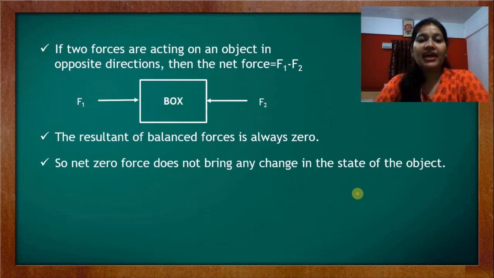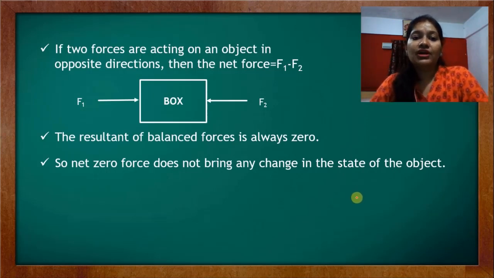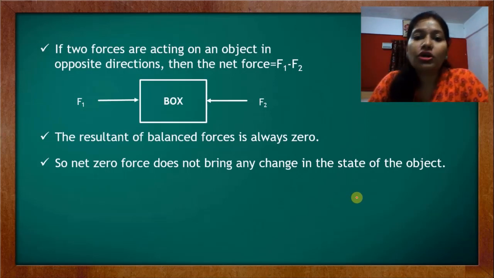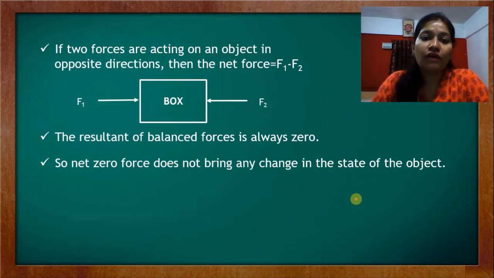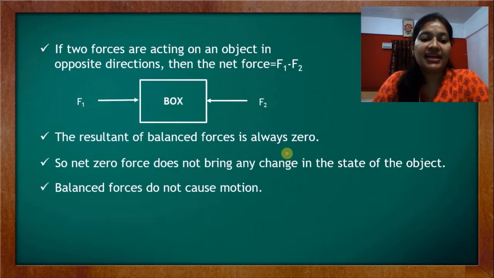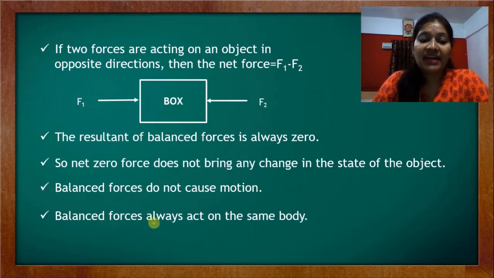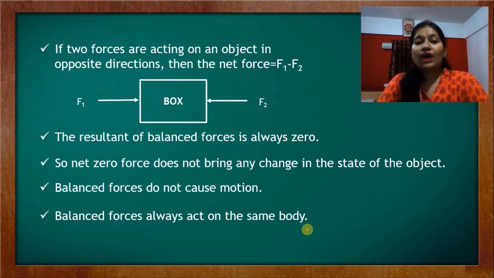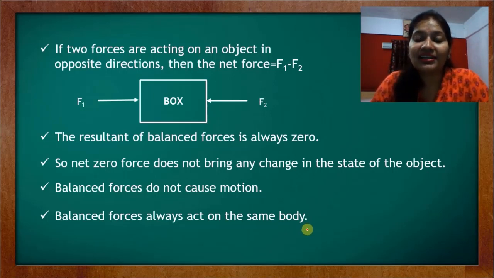If we have a net resultant force of 0 acting on the body, we will not observe any kind of motion. So these are the key points, and one more is left: balanced forces do not cause motion. And one more important thing, balanced forces always act on the same body. Okay children? I hope these important points are clear to you, and very importantly, the concept of balanced force is clear to you.